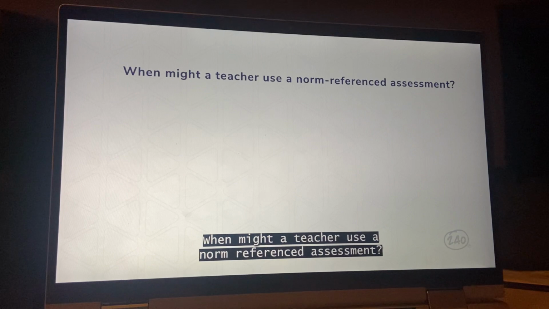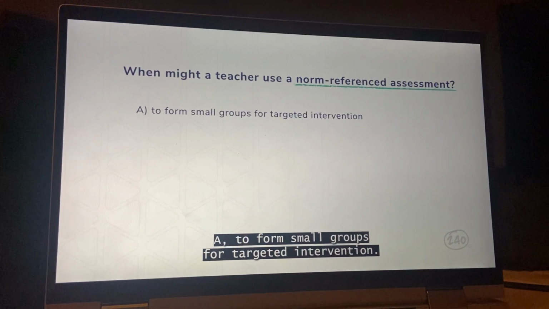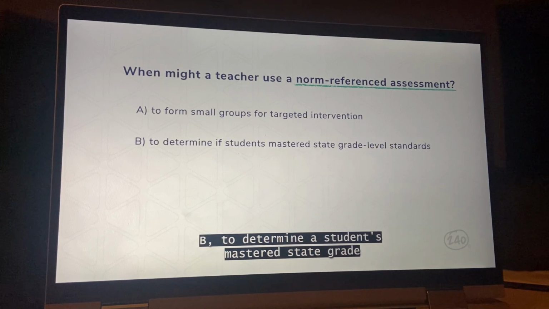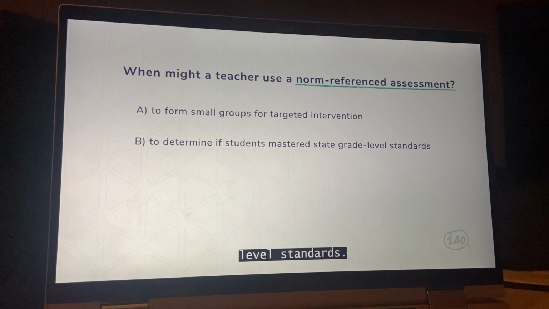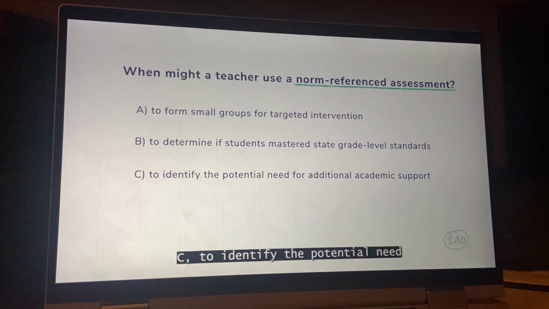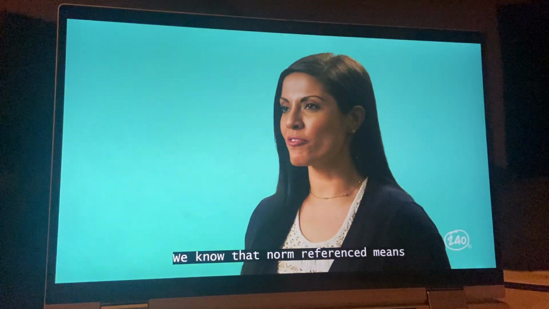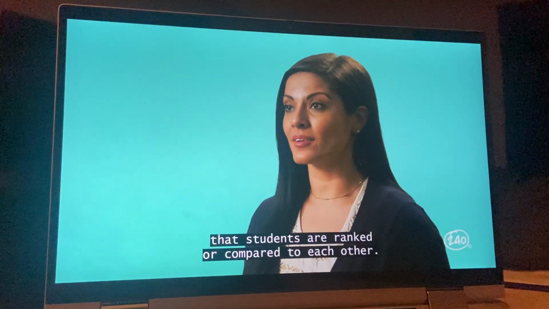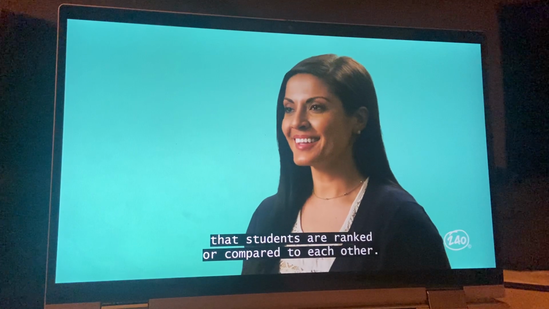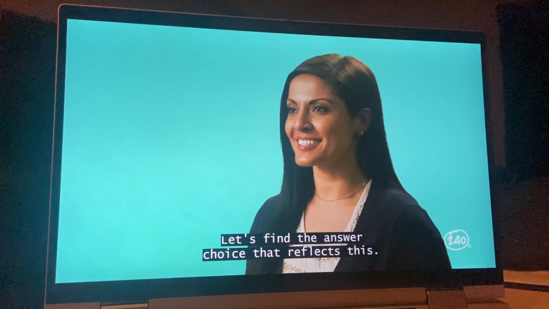When might a teacher use a norm-referenced assessment? A. To form small groups for targeted intervention. B. To determine if students mastered state grade level standards. C. To identify the potential need for additional academic support. D. To plan instruction based on identified gaps in learning. We know that norm-referenced means that students are ranked or compared to each other. Let's find the answer choice that reflects this.